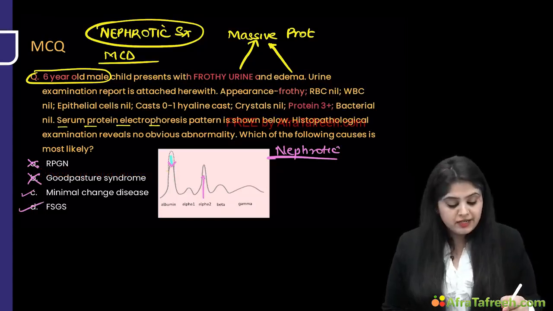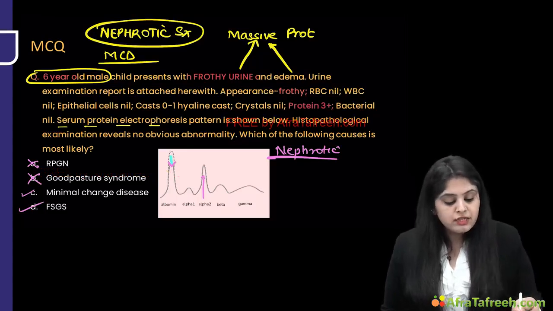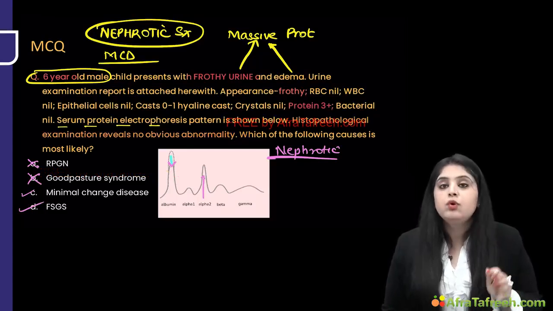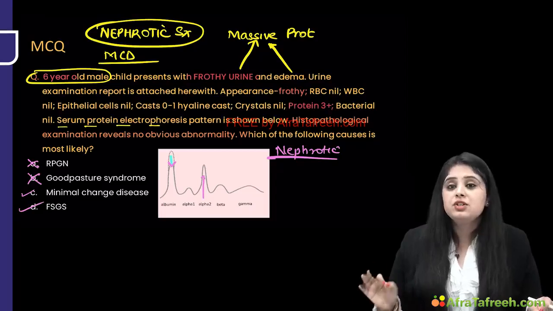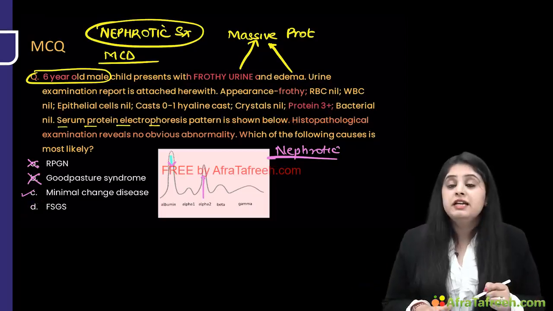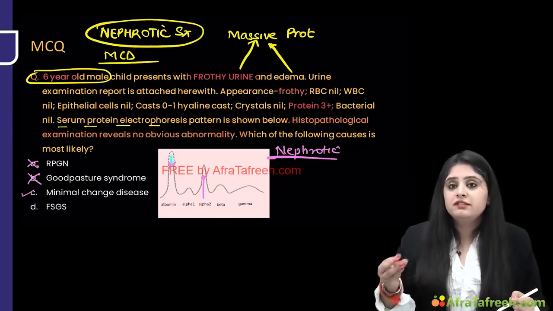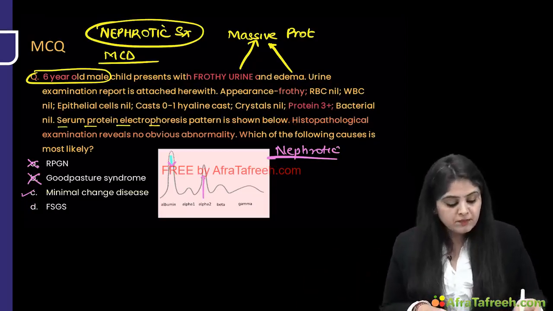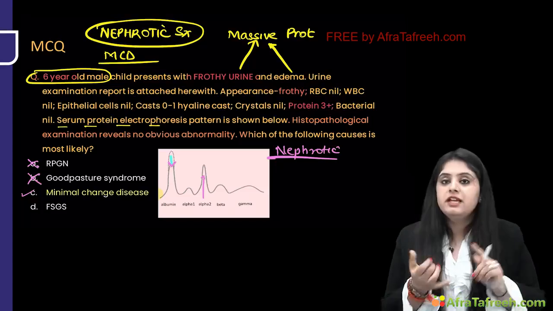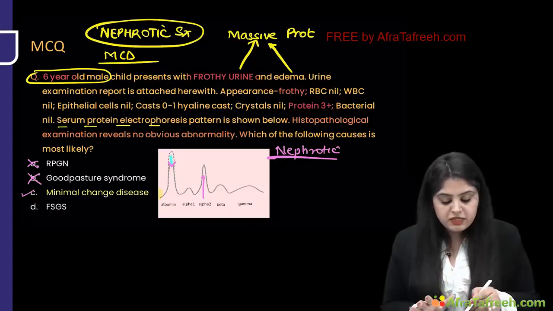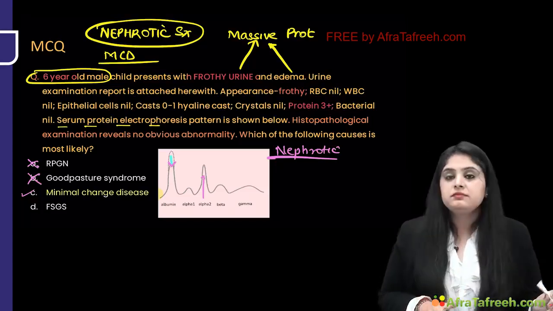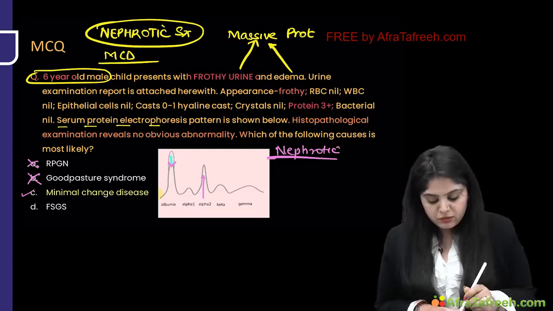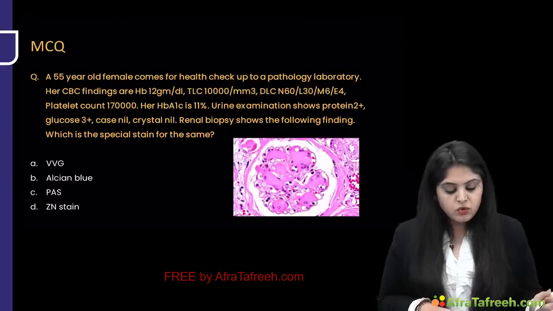But not just that. Histopathological examination reveals no obvious abnormality, minimal change. If it would have been FSGS, it would have been showing you focal and segmental glomerulosclerosis, so many things. It's not showing you anything. It's definitely a case of minimal change disease. The age is going, the histopath is going. Although I said it was the last question, I have one more question that I want all of you to attempt.